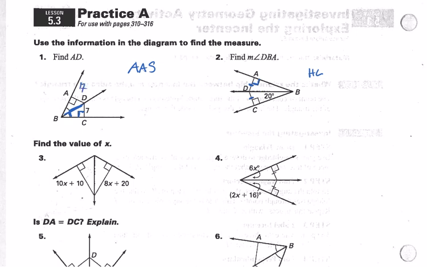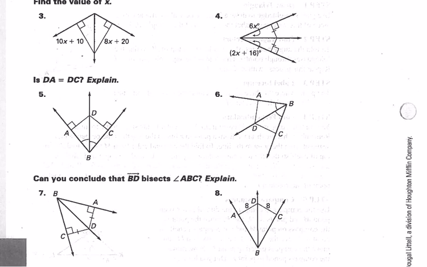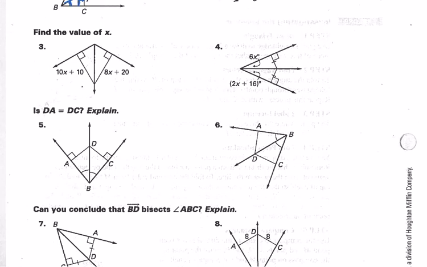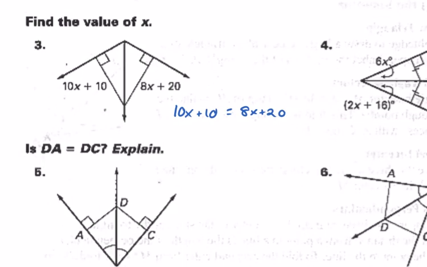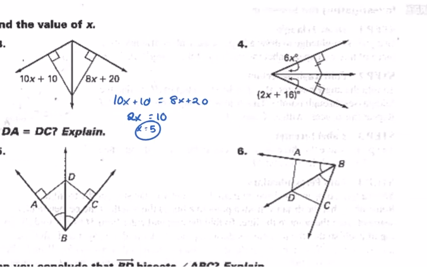So AD is just going to be 7, and it asks for angle DBA, so that's 20 degrees. And we can even get a little bit more complicated by setting these equal, finding the value of x that works. So you would set 10x plus 10 equals 8x plus 20. Then you subtract 8x, get 2x, and subtract 10, you get 10. X equals 5. Alright, so that's the value of x that works for number 3.